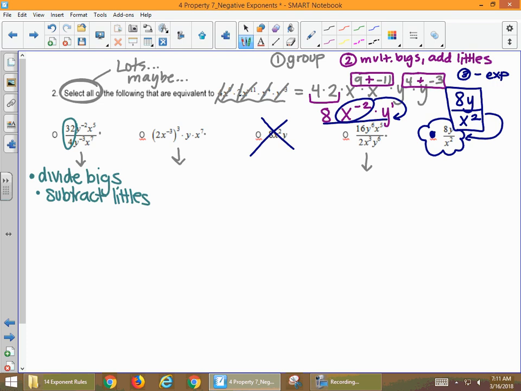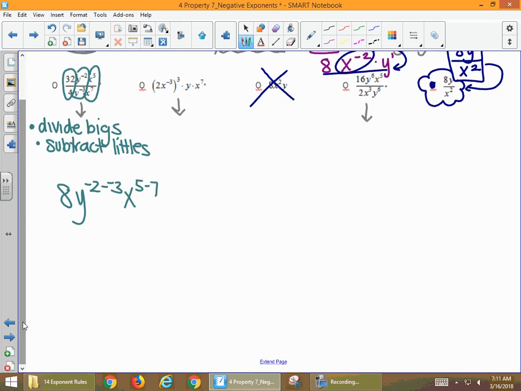So 32 divided by 4 is 8. And then we're going to subtract our exponents. So I'm just going to write that out. y to the negative 2 minus negative 3. And x to the 5th minus 7. We're going to bring everything to the top of the fraction. And if we have a negative, we'll drop it to the bottom as our last step.